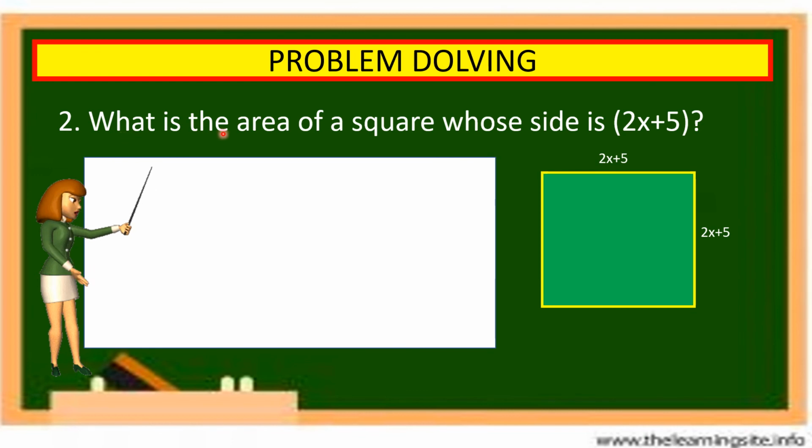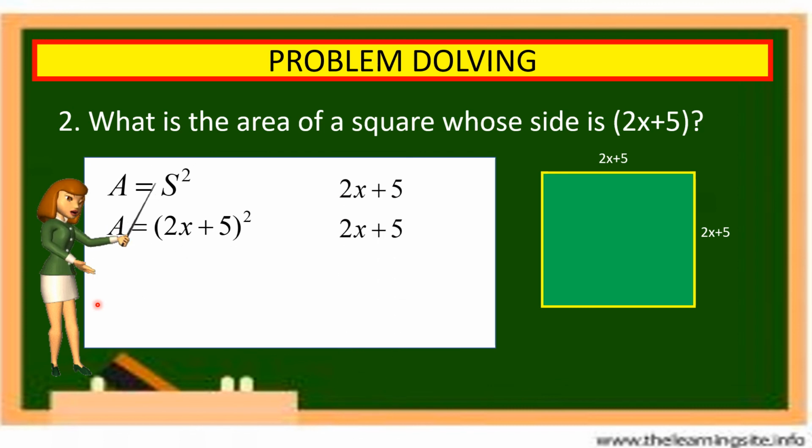Another problem. What is the area of a square whose side is 2x plus 5? What is the formula in finding the area of the square? The formula is s squared. So we need to multiply 2x plus 5 squared. So we write the given. So 2x plus 5 times 2x plus 5.